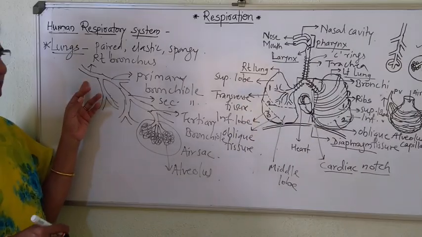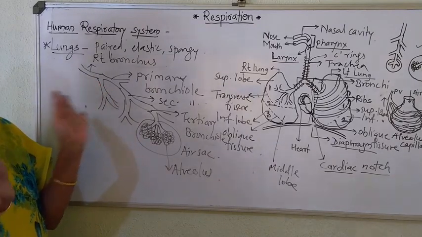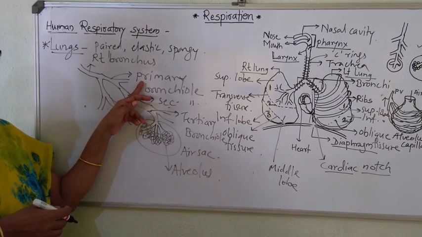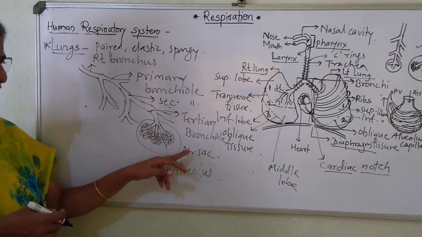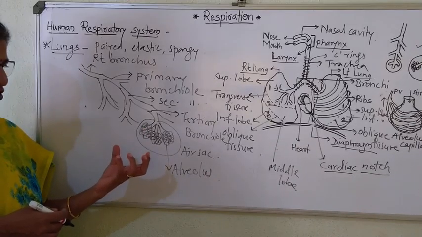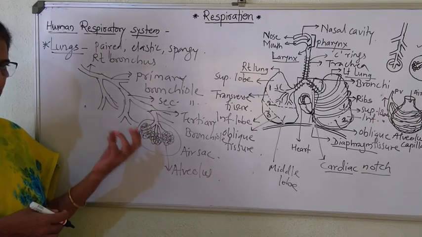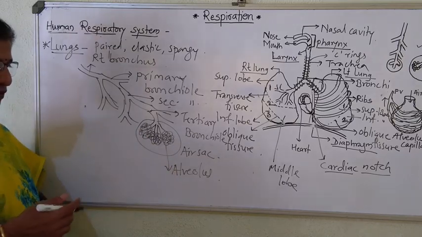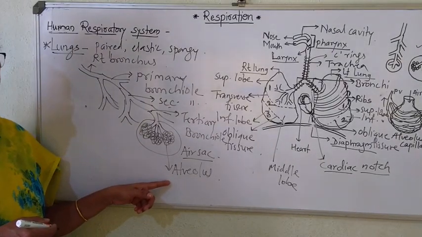Clear? And when the right bronchus and left bronchus enter into their respective lungs, they branch out into primary bronchioles, then secondary bronchioles, then tertiary bronchioles, and at the end of each tertiary bronchiole, there is a bunch of alveoli. About 20 alveoli are present in one bunch, which looks like grapes. That bunch is known as an air sac. This air sac contains alveoli.